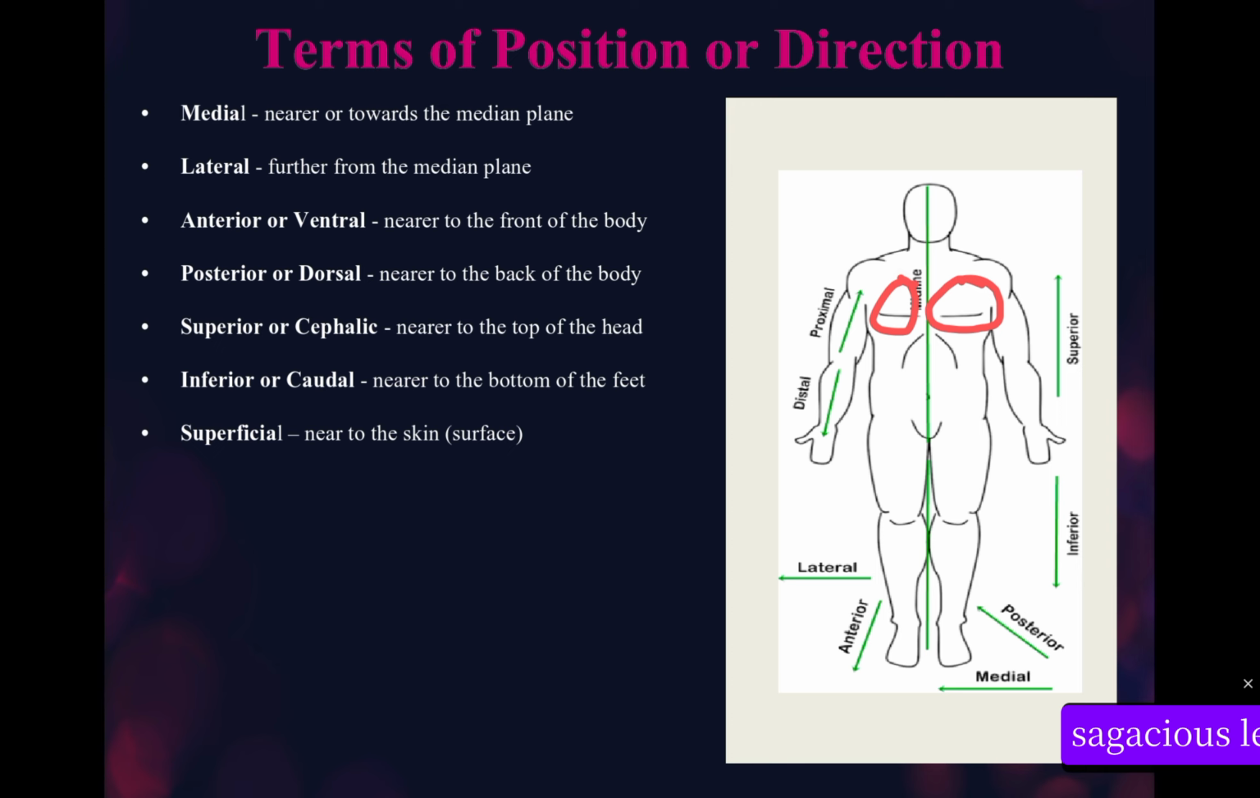When something is closer to the skin, we say it is superficial. And when something is inside the skin, we say it is deep. Deep means away from the skin. When something is inside or far away from the skin, we say it is deep. Example, we have the heart. The heart is deep when compared to the breast. The breast is located at the pectoral region at the superficial surface of the skin. So superficial means it is closer to the skin, while deep means it is far away from the skin. It is inside the skin.